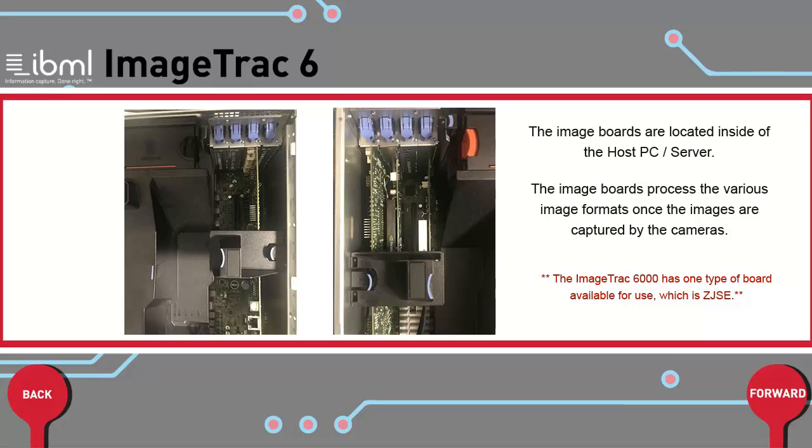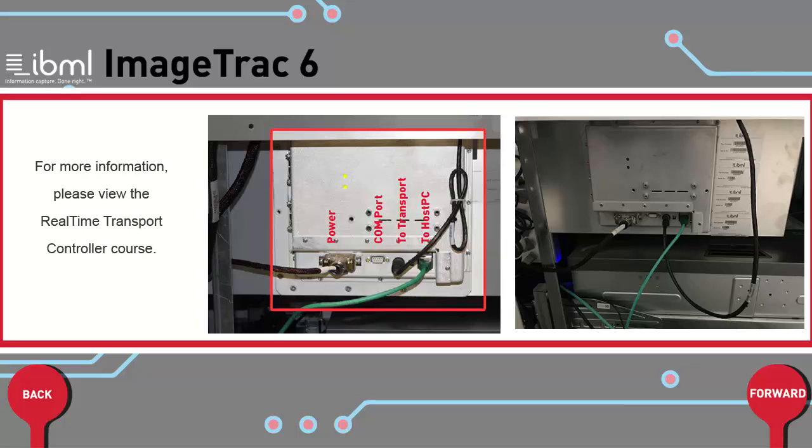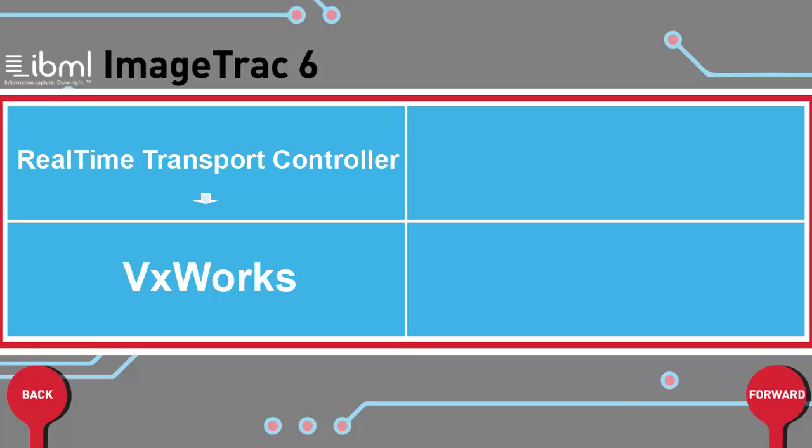Next, let's discuss the Real-Time Transport Controller, also referred to in this course as the RTC. The topic is covered in a bit more detail in another course, but it's important to understand how RTC works with the various software applications we have already discussed to control the scanner transport. The RTC is also inside the feeder frame at the beginning of the machine attached to the back of the metal frame. It uses the VxWorks operating system, which controls all timing and motor speed, as well as other track operations. The RTC assigns the document ID of every scanned document and tracks document movement down the track until pocketed.